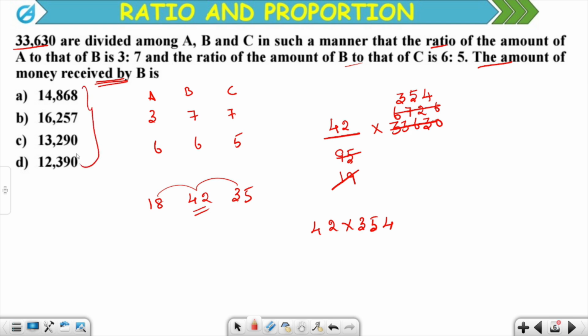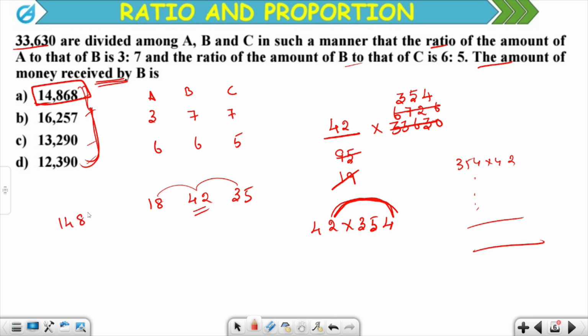Okay, just observe the options. In a real exam, don't multiply 354 into 42 and so on. Don't do it like that. Just check the options. If you check the options, 8700, the last number is different, right? So multiply the last two digits. 4 twos are 8. So the answer will be 14,868.